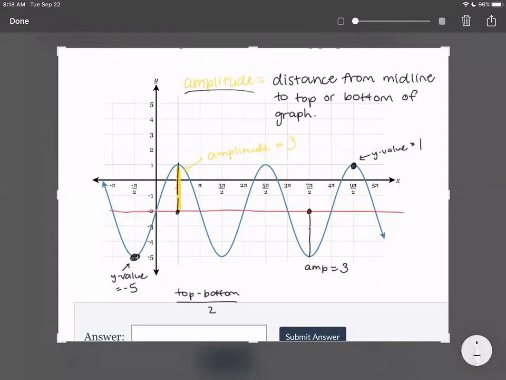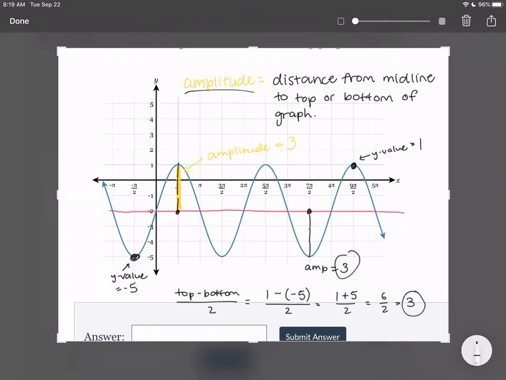divided by 2. So when you are doing the midline, you added them to divide by 2. Now we're doing top minus bottom. We're subtracting them and dividing by 2. This will give us half the distance between the top and the bottom. So let's do that. 1 is the top, and then minus -5 is the bottom, divided by 2. So you got 1 plus 5 divided by 2, which gives us 6 divided by 2, which is 3. So then you can tell our amplitude is 3.